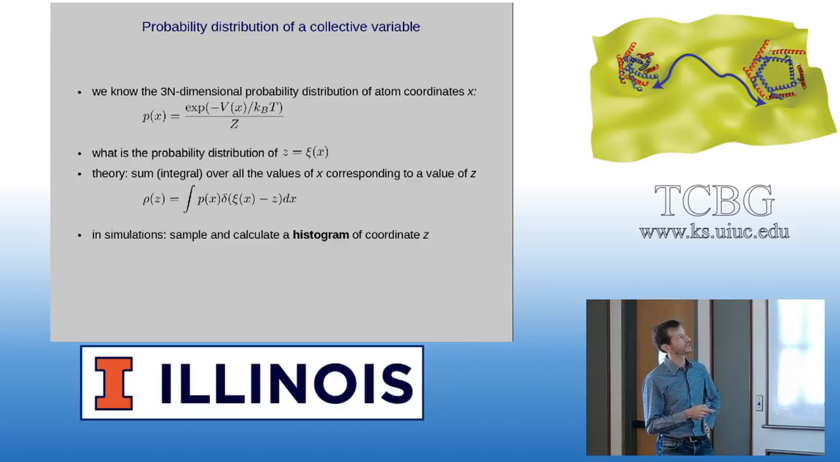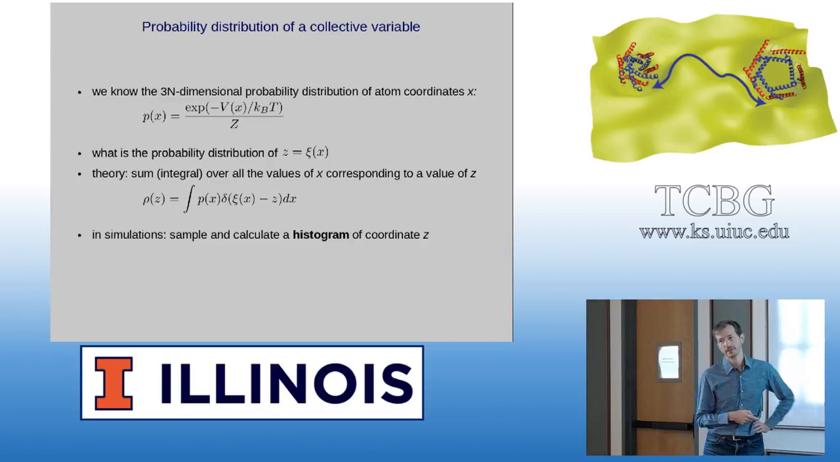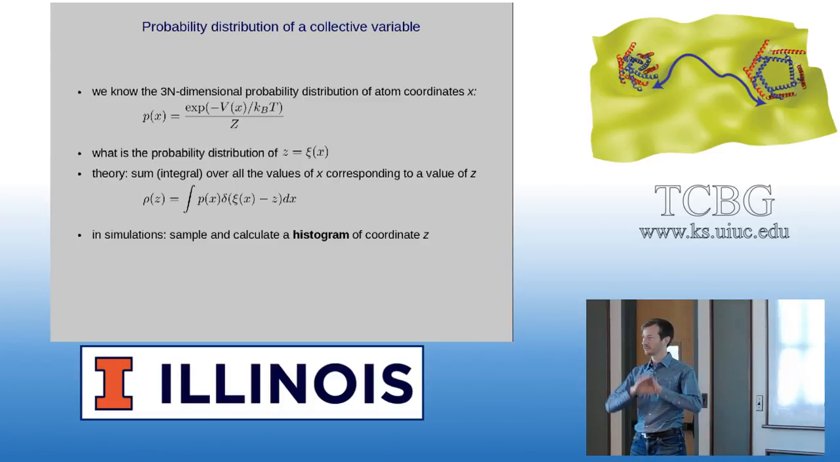So this is expressed with this Dirac function. This will select the values of p of x such that psi of x is equal to z. And integrating over that, you have this high dimensional probability distribution, and you're taking a slice of it that corresponds to an isosurface where the coordinate value is z, and you integrate over that slice.